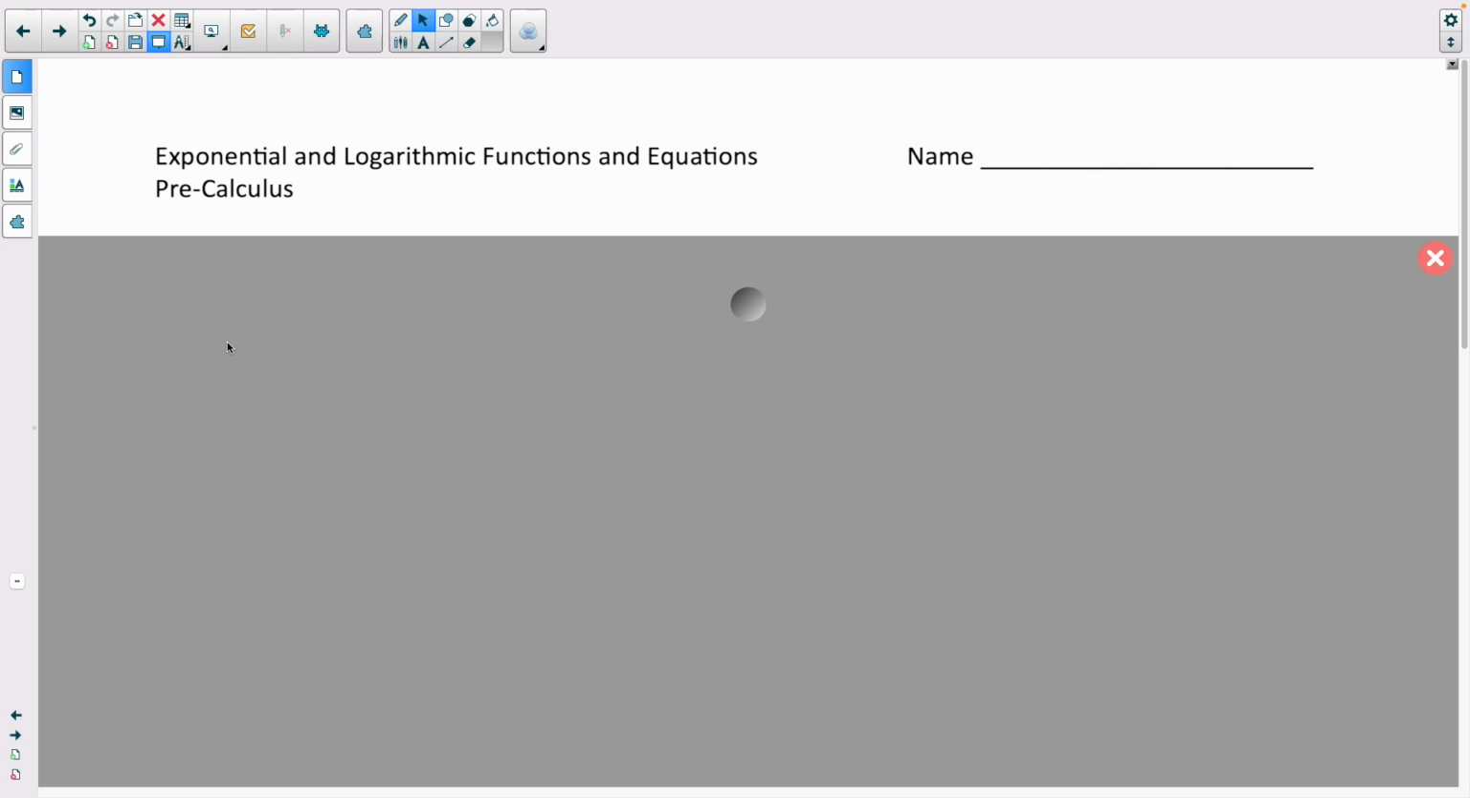Minute before we end this year. So we're going to talk about exponential and logarithmic functions and equations. You've seen some of this stuff in your Integrated 3 studies, so we're going to take a quick look at that again.